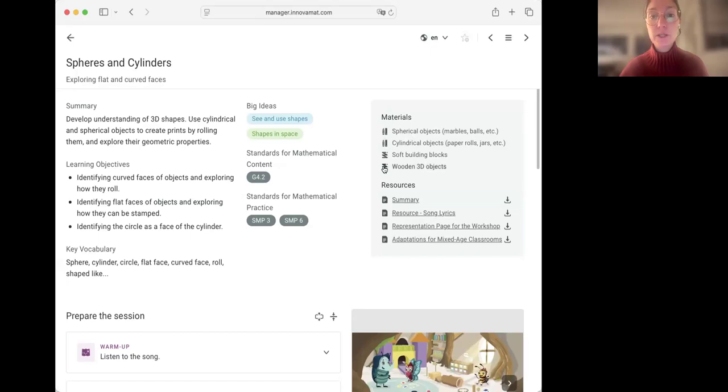And for each lesson, you'll have here the materials that are needed for that lesson. If they have the Innovamat icon, then it's a math manipulative. If they don't have the Innovamat icon, we try to provide multiple different options so that whatever you have at home, you can use to be able to do the lesson.